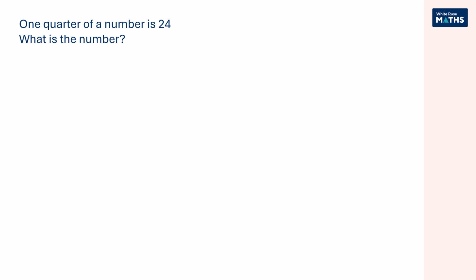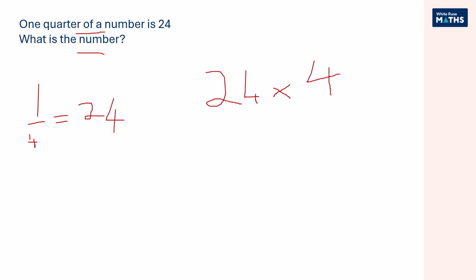Next part. 1/4 of a number is 24. What is the number? If 1/4 of a number equals 24, we want to get one whole, which can be 4 quarters. So 1/4 equals 24. We want to work out 4 quarters, so we're going to do 24 times 4, and we get the answer to be 96. Timesing by 4, a little trick: you double it and then you double it again. That'll be 48, and then 48 times 2 is 96.